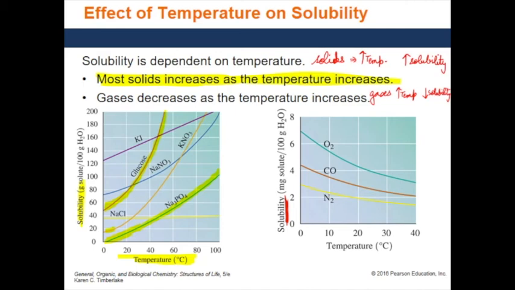Okay, and a simple example is a can of soda. You take the soda bottle or can and put it outside in heat, it is going to get flat first. But if you keep it on ice, let's say, it is going to take longer for this bottle of soda to lose all the carbon dioxide. So that explains the effect of temperature on solubility when the solute is solid or when the solute is gas. Gas solubility decreases as the temperature increases.